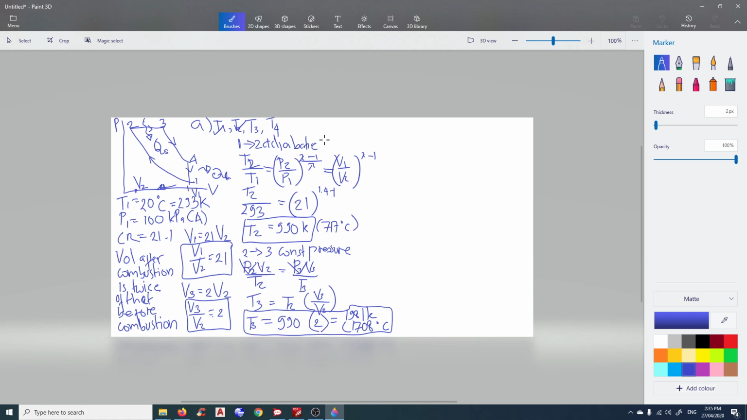Okay, so T3 done. The final one is T4. From 3 to 4 is adiabatic again, adiabatic expansion. 1 to 2 was compression. So we're going to use the same formula again for from 3 to 4.